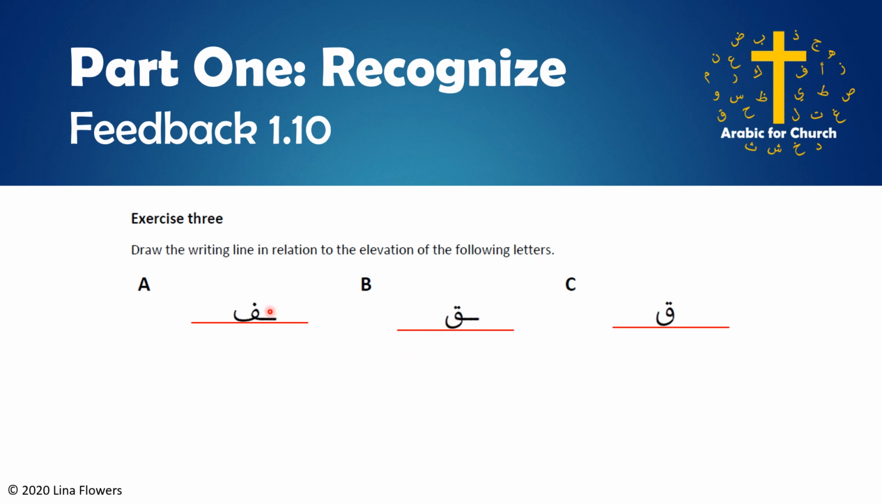Of course, fa has 1 dot, qaf has 2 dots, and the shapes affect the elevation. So you see the connector in fa is on the line, whereas with qaf is above the line. And in the isolated form, qaf is above the line, touching the line at 1 point. So this is it for feedback 1.10. Now you're ready to do the quiz. I hope you get a full mark.